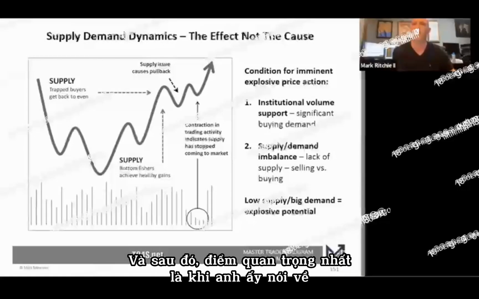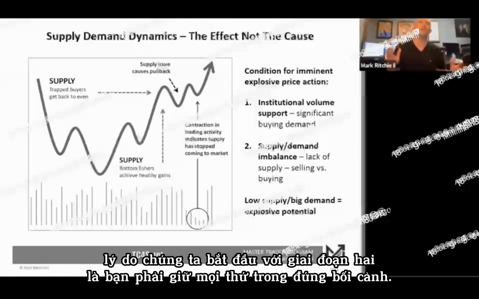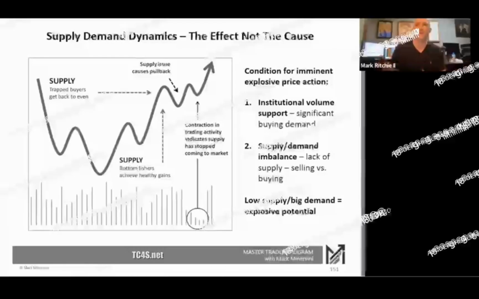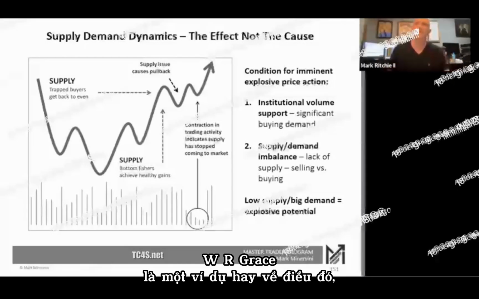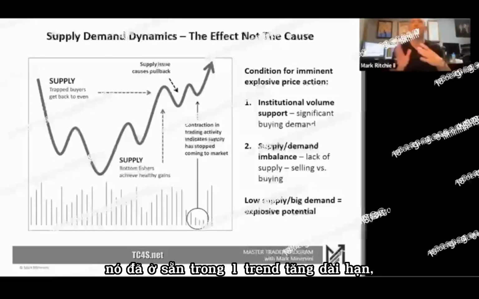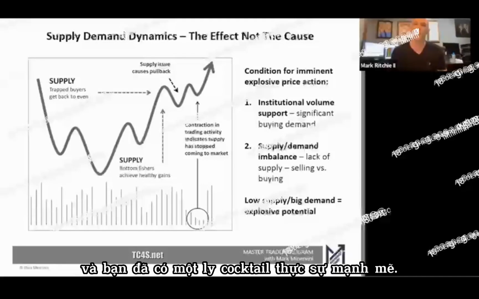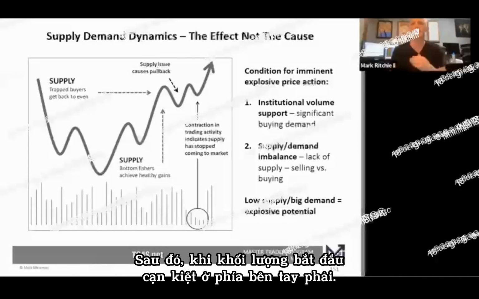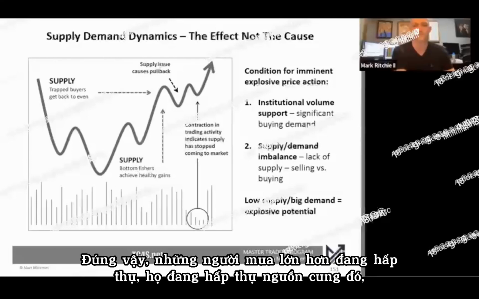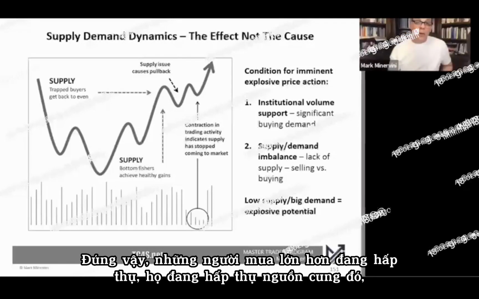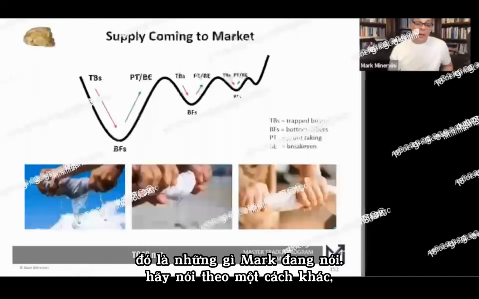And then the most important point is when he was talking about, again, the reason we start with the Stage 2 is you've got to keep everything in context. And that W.R. Grace example is such a good one. It's already in that longer-term uptrend. Then you start to see that supply contracting from left to right, and you've got a really powerful cocktail as the volume starts to dry up on the right-hand side. Right. The bigger buyers are absorbing. Exactly, they're absorbing supply, is what Mark is saying.